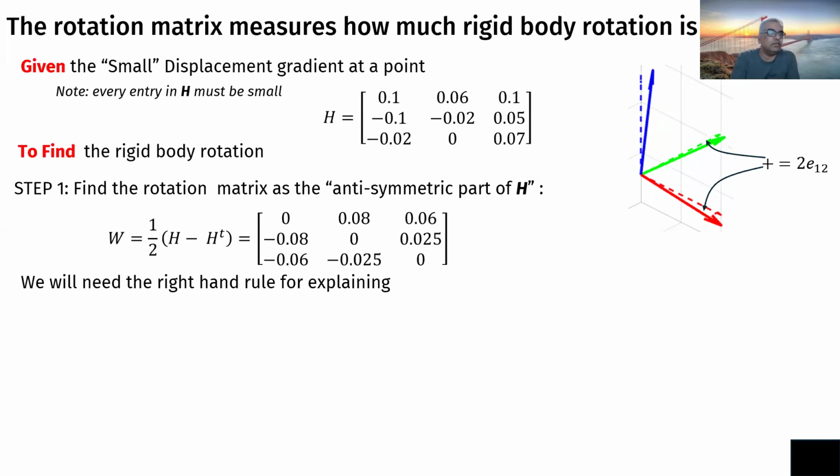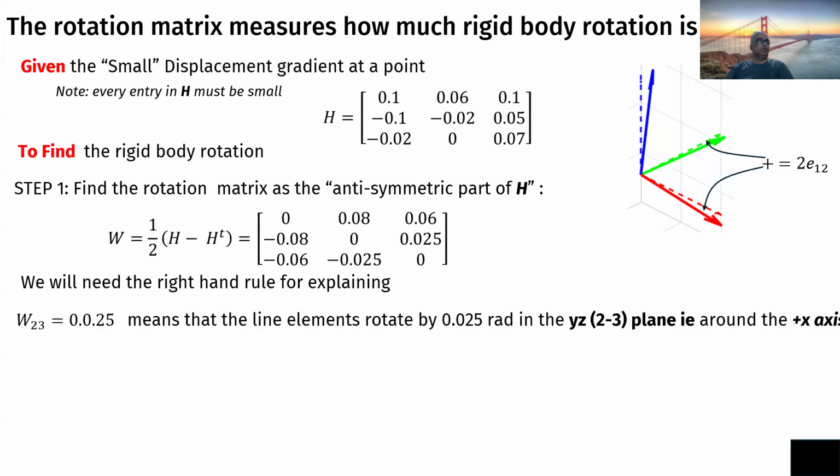Instead of doing H plus H transpose, we do H minus H transpose divided by 2, and we will get W. The first row will be 0, 0.08, 0.06. Second row will be minus 0.08, 0, 0.025. Last row will be minus 0.06, minus 0.025, and 0. So notice that in this anti-symmetric matrix, every off diagonal term is the opposite of the corresponding term. You see what I mean?